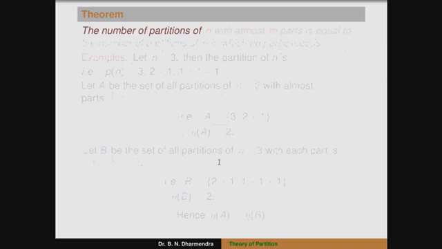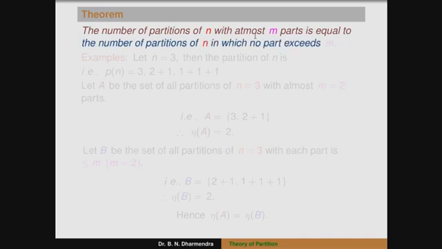Next, we take one theorem. The number of partitions of n with utmost m parts. This is the first statement of the theorem: the number of partitions of n with utmost m parts is equal to the number of partitions of n in which no part exceeds m. You can observe the terms. The first statement, the number of partitions of n with utmost m parts. The second statement, the number of partitions of n in which no parts exceed m.